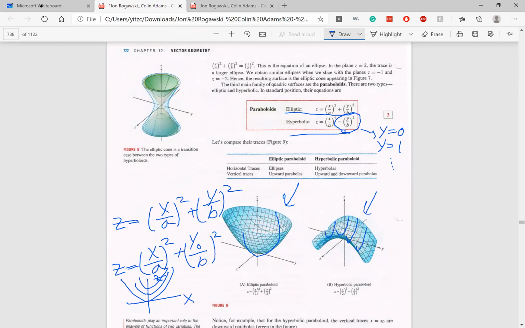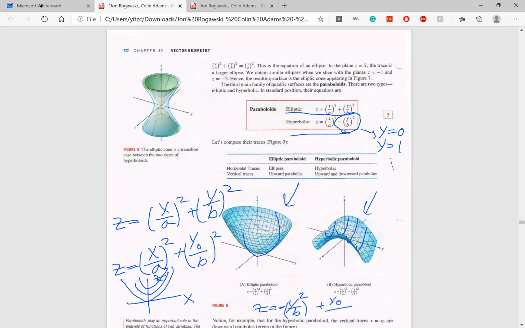Now when your y is the thing that you think about in terms of varying, and you look at the x in terms of constants, then you get over here z is equal to negative y squared over b, right, plus x0 over a squared. Well, now these are parabolas just going in the opposite direction, the negative parabolas, and this is in the zy direction. So in the zy direction, you're also going to have parabolas.